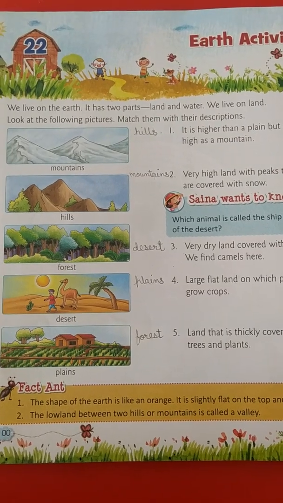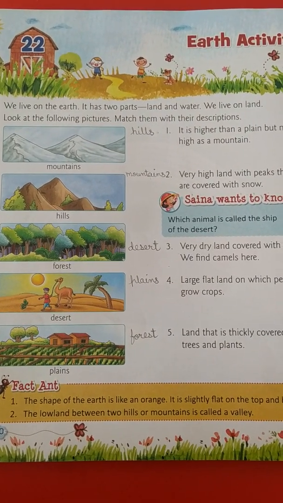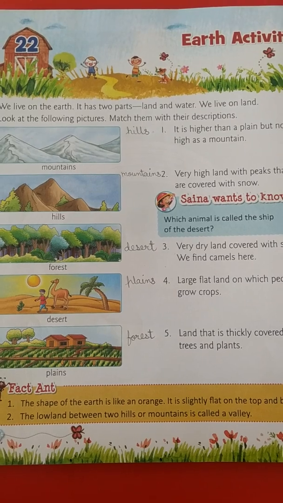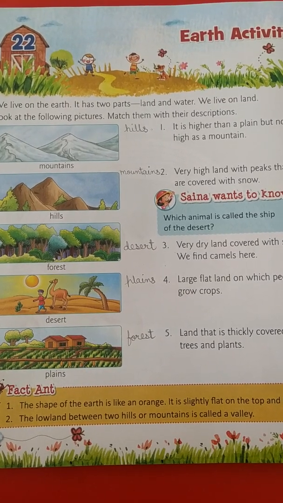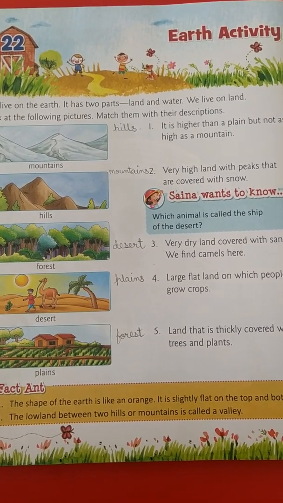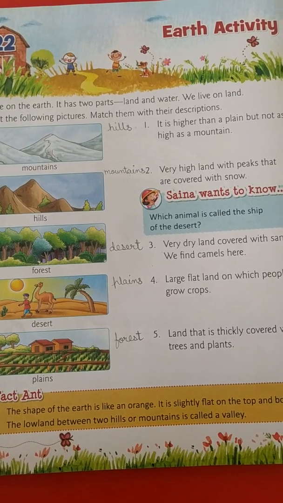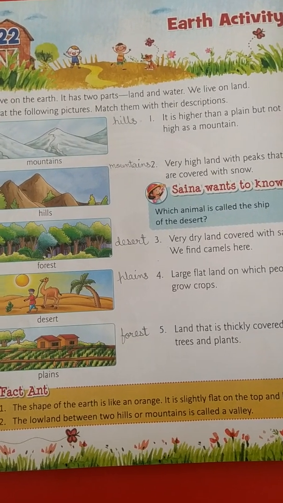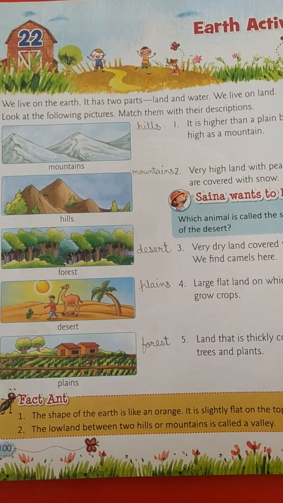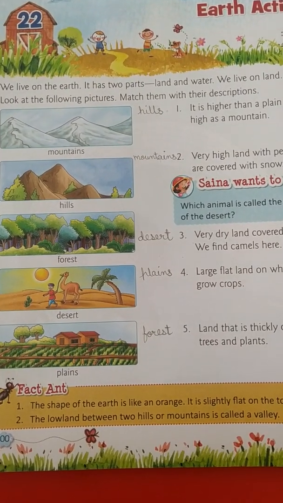Okay. Number 2, the low land between two hills or two mountains is called a valley. The low land, a little lower one, the area that is between the two hills or the two mountains, that part is known as a valley.